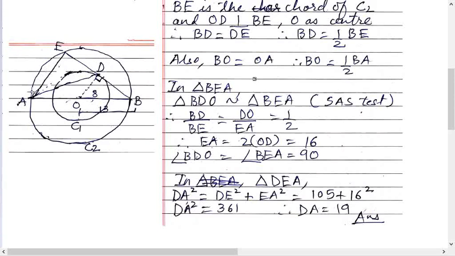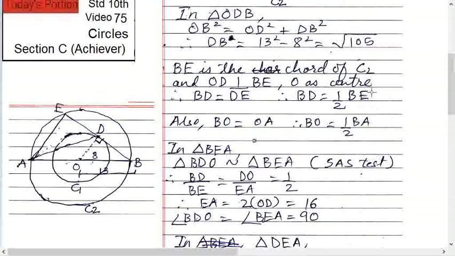Now EA is 16. Now in triangle DEA, this angle DEA is 90. Therefore DA square equals DE square plus EA square, right? Now we know both. DE square is 105 because DE was root of 105. Just see this, this was DB root of 105, but DB equals DA, we have proven it.